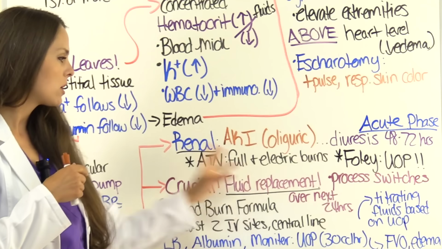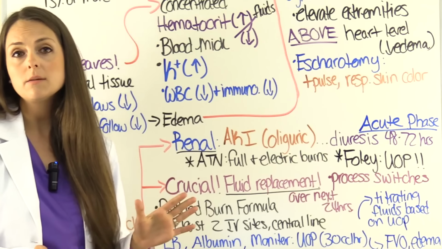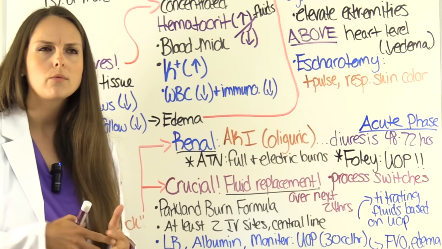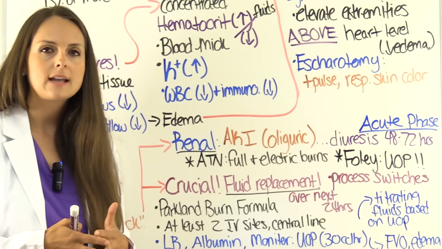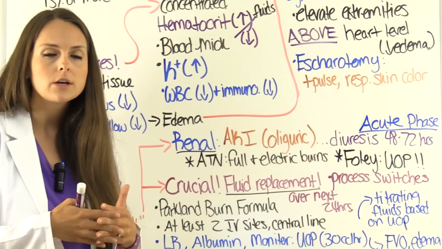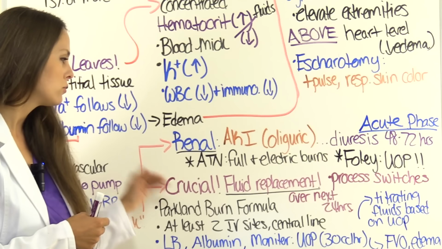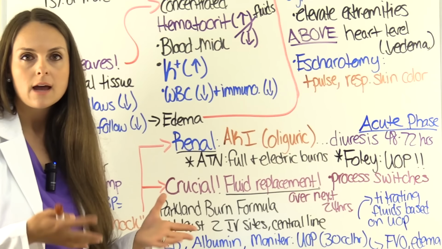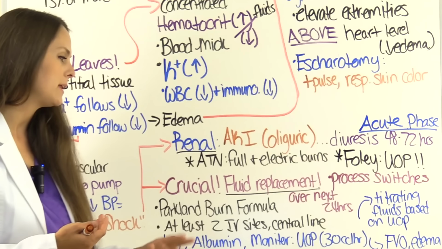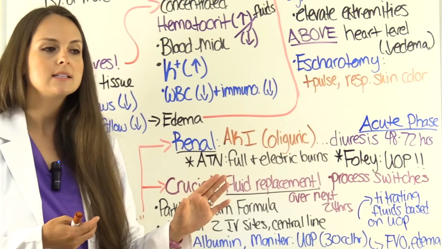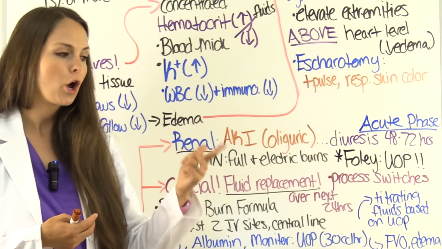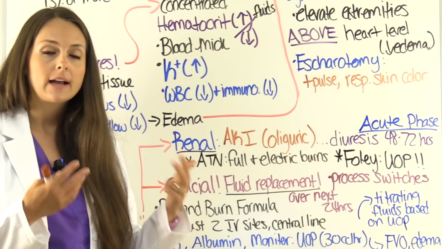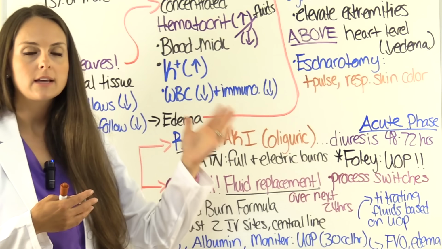Now, let's go and talk about fluid replacement, because during the emergent phase, this is the most important thing that we're trying to do, along with preserving their respiratory status if they have respiratory problems, but we're also looking at that circulation status. So crucial fluid replacement over those next 24 hours. And a lot of times they use what's called the Parkland Burn formula. This is a formula based on how much the patient weighs and their total body surface area that has been burned, based on the amount of lactated ringers that they're going to give over the next 24 hours.